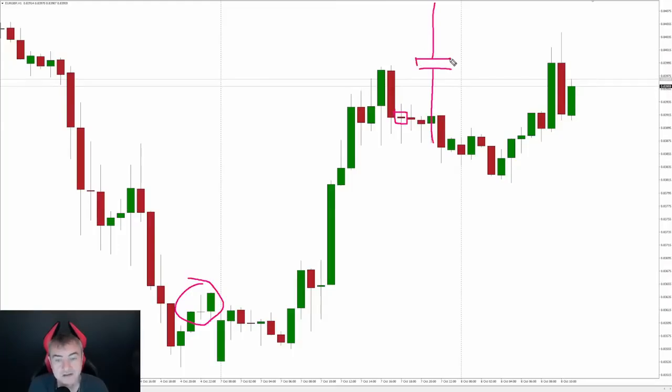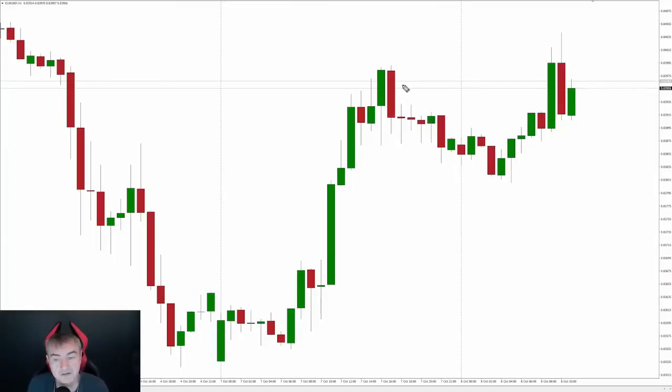Yeah, these are indecision candles because, yes, there were a little bit more sellers than buyers, but you can see by the wicks there were a lot of attempts to go long, a lot of attempts to go short, but at the end of the day, we didn't end up going anywhere. So they're also indecision candles.